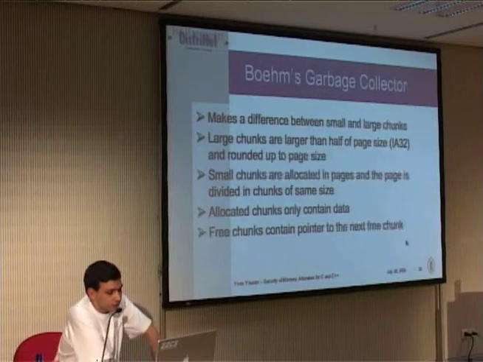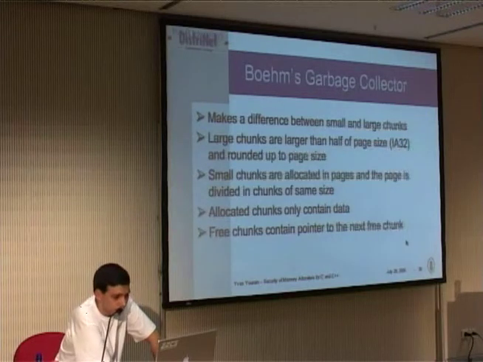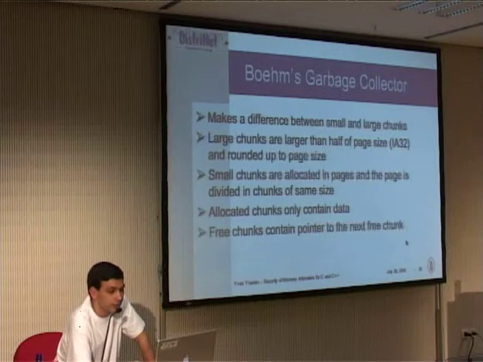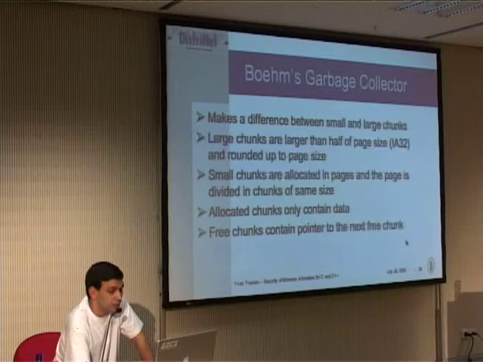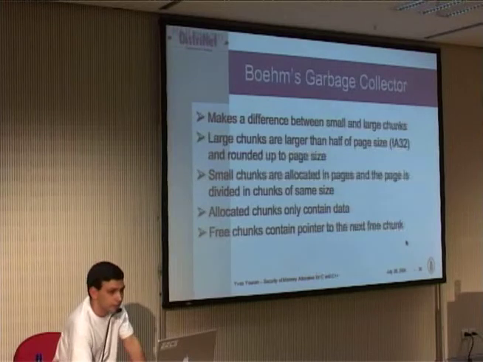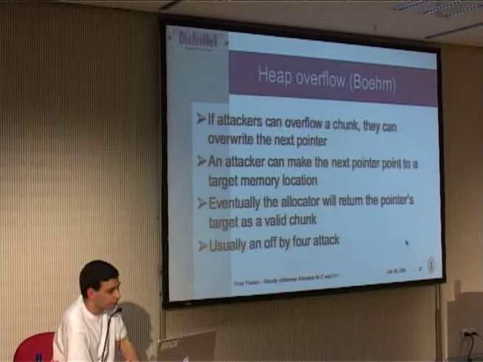So there's a difference between large and small chunks in this allocator. Large chunks are larger than half a page and are rounded up to page size. Small chunks are allocated in pages, and again, as with PHK malloc, these pages are divided into chunks of the same size. So an allocated chunk, unlike the other allocators, only contains data. However, a free chunk contains a pointer to the next free chunk. So again, the same attack could occur.